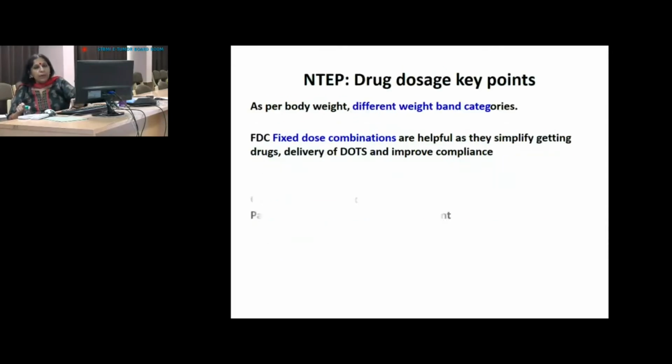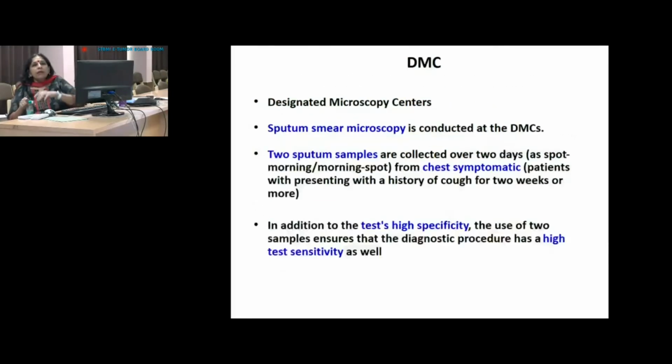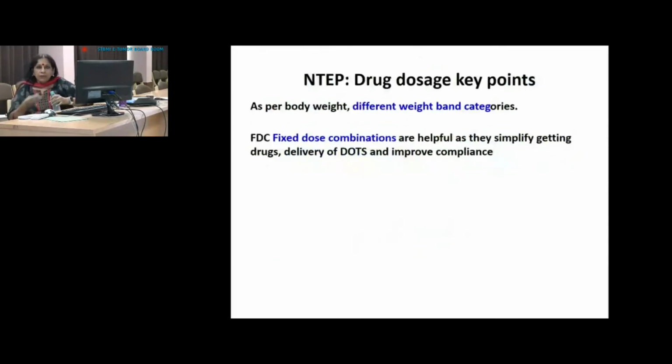In NTEP, what happens is that drug dosage is as per different weight bands. Those charts are there. The DOT provider only needs to look at the chart to know, okay, this person should be given 3 tablets, this person should be given 4 tablets. ATD comes in the form of fixed dose combination that decreases the total number of tablets and improves compliance of the patient.